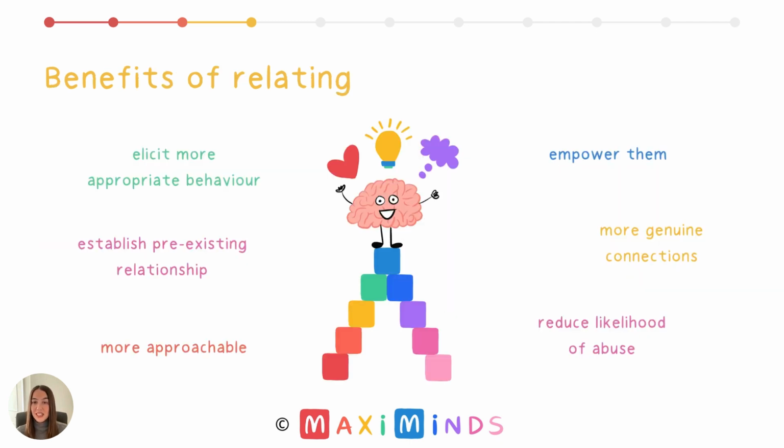The benefits of relating to parents is that you do become more approachable, and likewise, they become more approachable to you. Establishing that pre-existing relationship means that you can be more proactive in your dealings with them rather than reactive and only come to them with the bad news or when discipline or feedback has to happen. Eliciting more appropriate behaviour from them also empowers them to make them involved and included in the process of their child's education, which is advantageous from an academic standpoint as well.